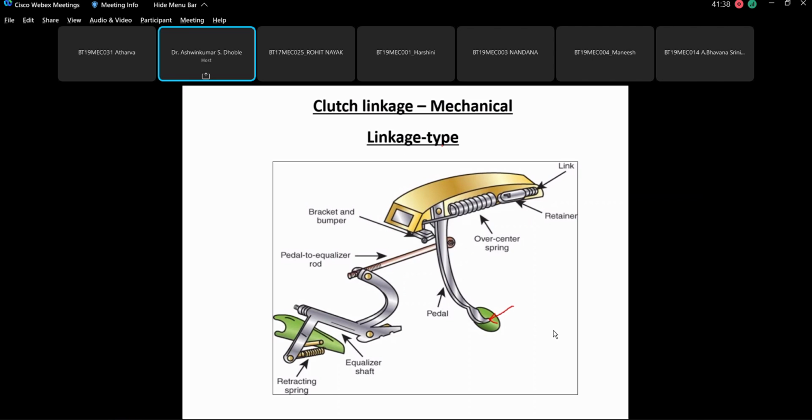Please understand that the problem with the mechanical linkage is you have to take care of the wear of the linkages and some play with the usage of the mechanism, because some wear will be there, so there will be some play in the clutch pedal. What do you mean by play? Play is when you press the clutch pedal, the clutch is not disengaging to your expectation. So you need to apply some more effort to compensate for the play which has come into the linkages. So this is the linkage type mechanical actuation of the clutch.